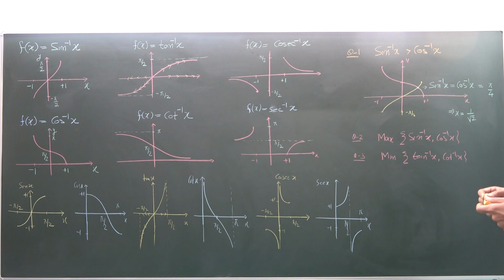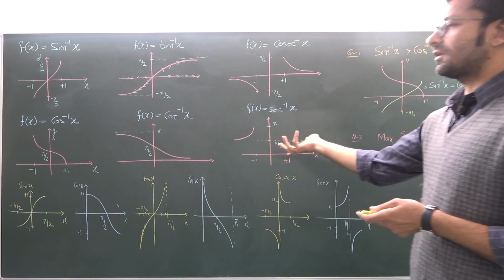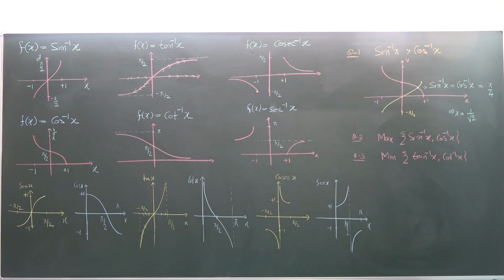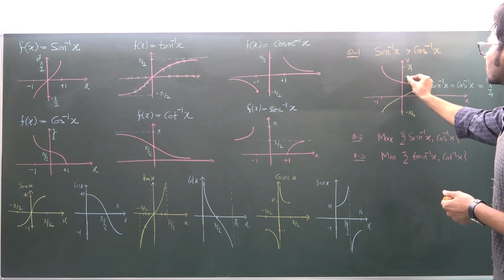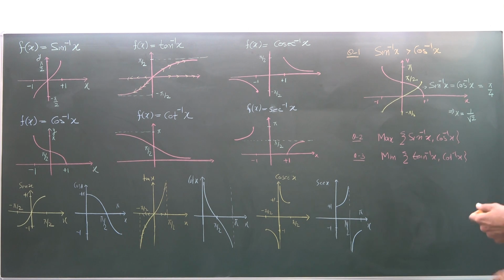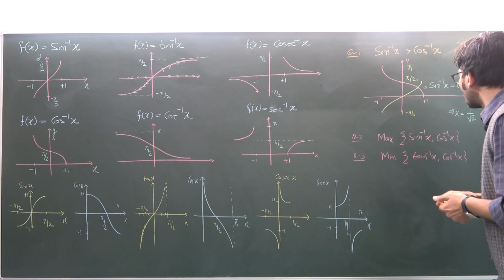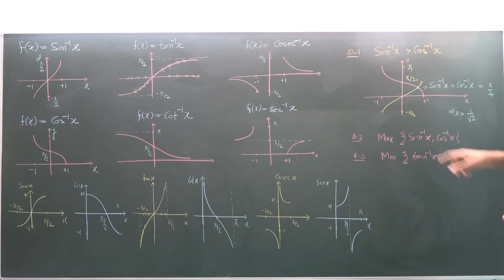We need to solve this inequality: sin inverse x greater than cos inverse x. Because we are doing the graphical method, I'll solve it using graphs only. So draw sin inverse x, in yellow color. Domain minus 1 to 1, range minus π/2 to π/2. This is π. This is π by 2. And this orange, I suppose pink, is cos inverse x, domain minus 1 to 1 and range 0 to π.